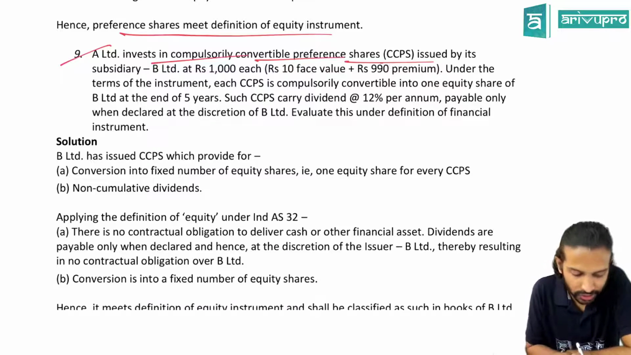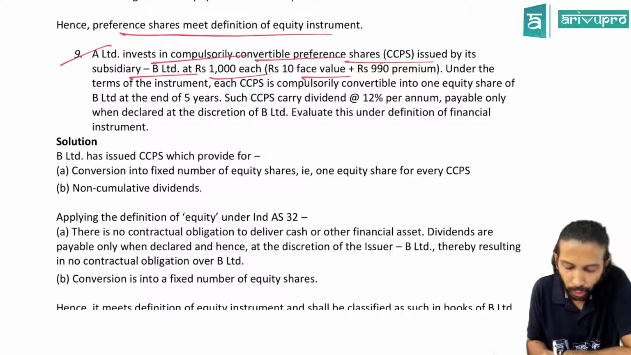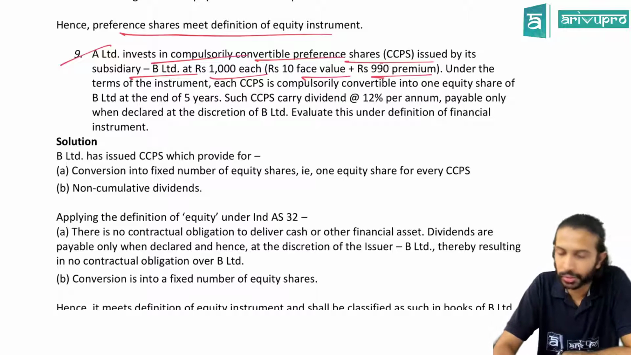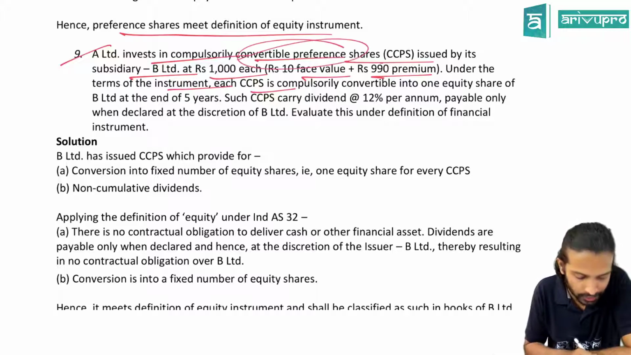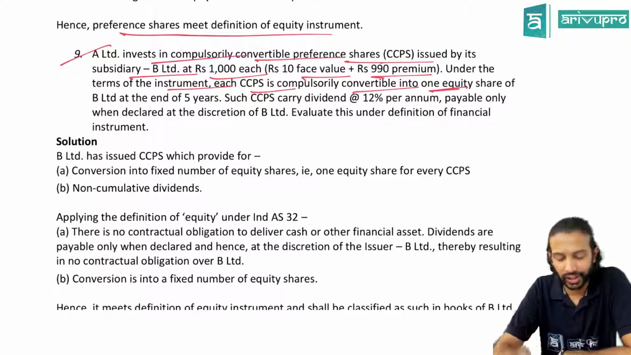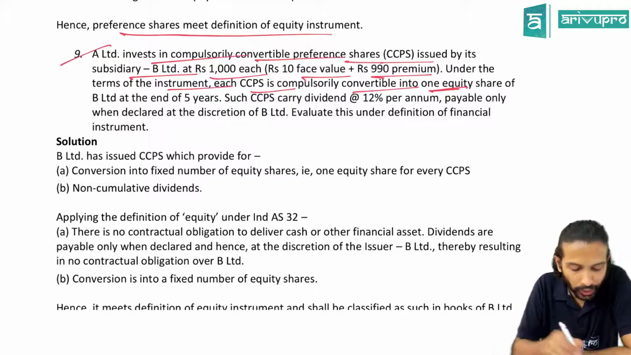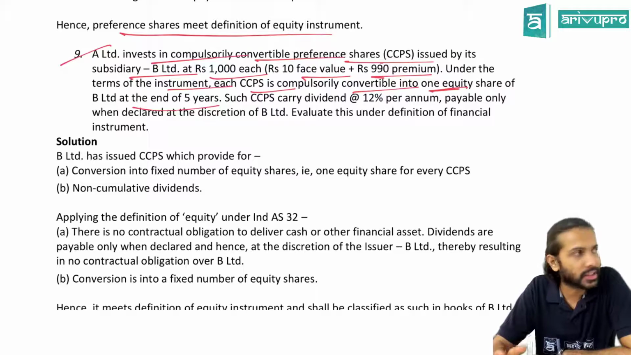Compulsorily convertible preference shares are issued by the subsidiary, B Limited. A Limited is investing in B Limited's preference shares. Face value is 10 rupees, with a premium of 990 rupees, hence the consideration is 1000 per share. Under the terms of the instrument, each CCPS is convertible into one equity share at the end of 5 years. That means it is fixed to fixed, so the fixed-to-fixed test is satisfied.